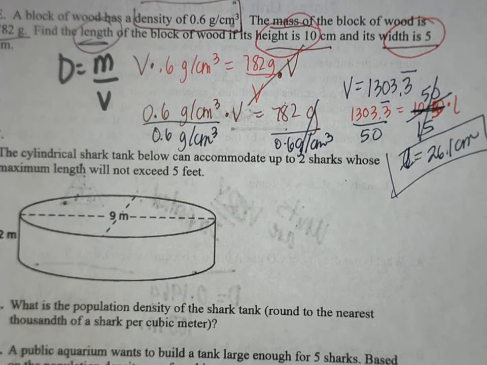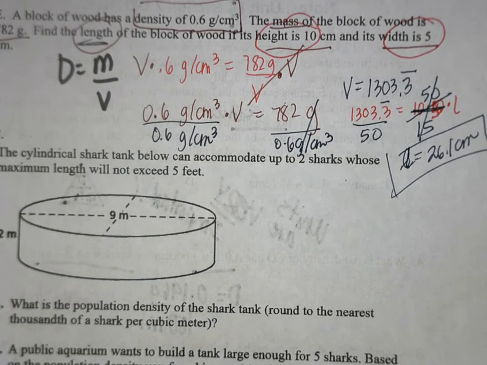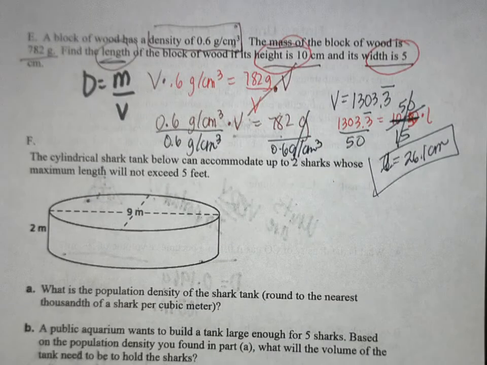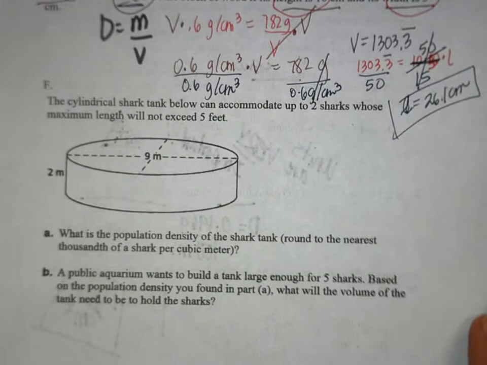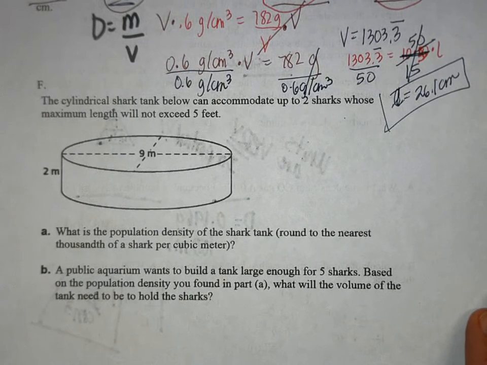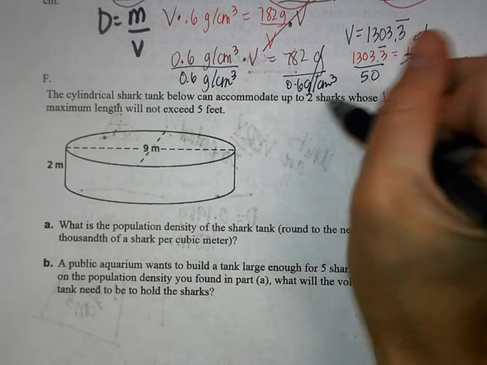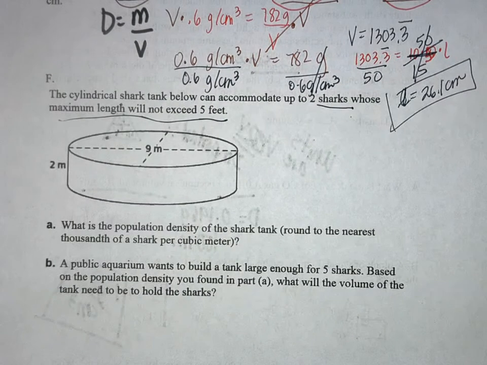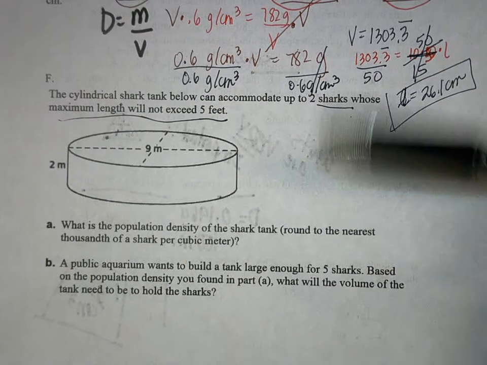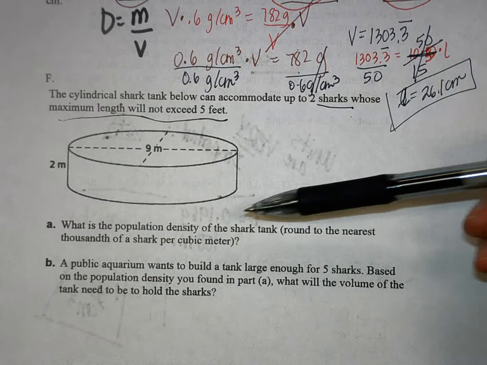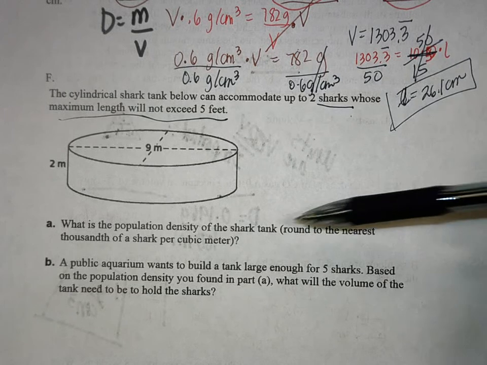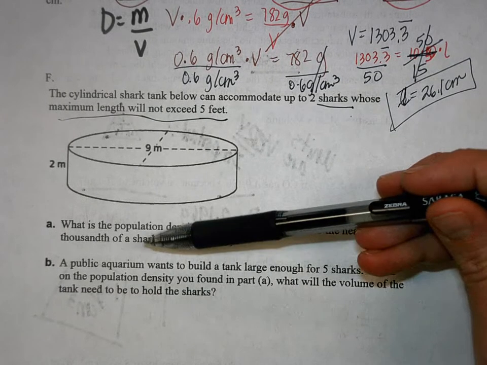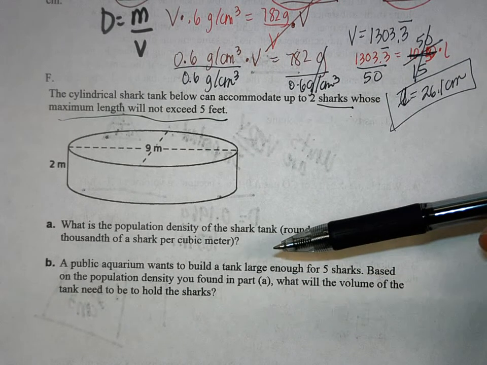Okay, F. We have a cylinder shark tank below. It can accommodate up to 2 sharks whose maximum length will not exceed 5 feet. And so you have the cylinder. The first question says, what is the population density of the shark tank? Round to the nearest thousandth of sharks per cubic meter.